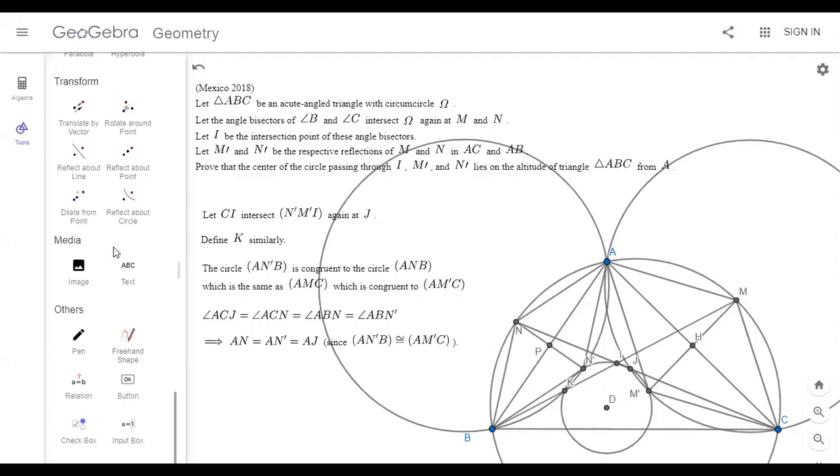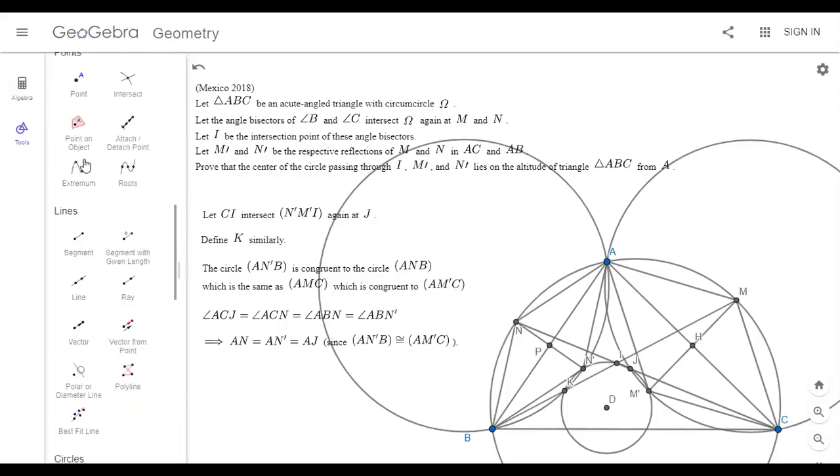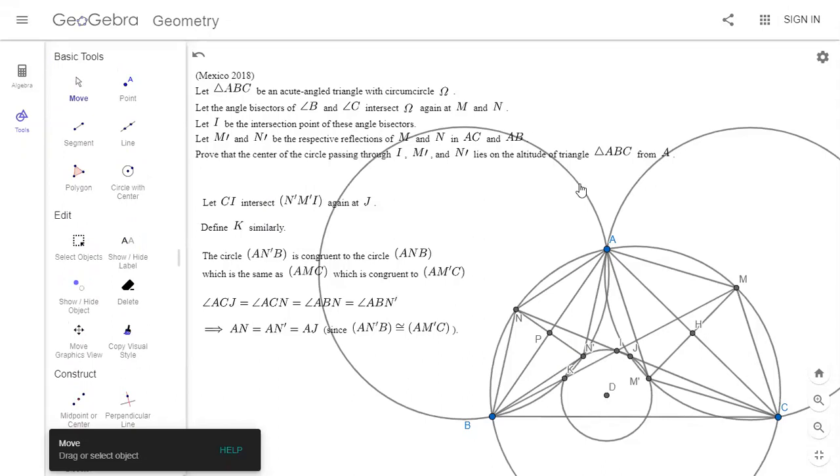So maybe I'm just getting ahead of myself. So AN equals AN' equals AJ, right? So that makes A the center of that triangle. So J is where CI intersects AM'C. If we define J this way, we should be able to show it lies on these two circles, I guess.